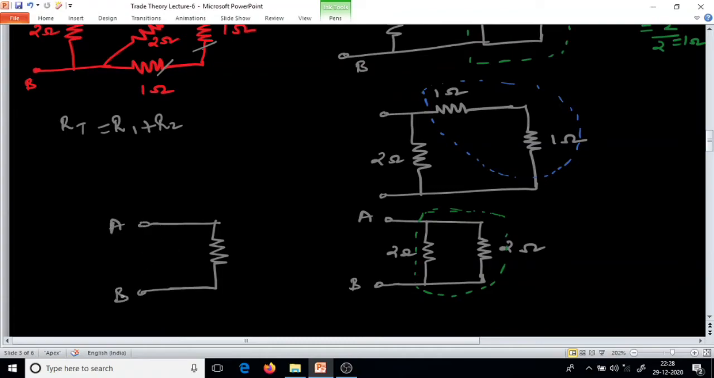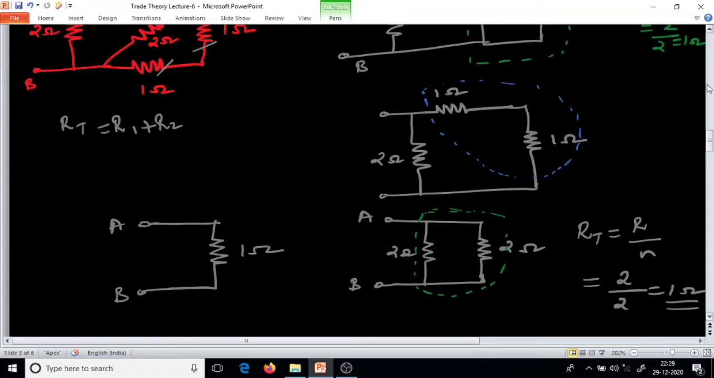What will be the equivalent of these 2 ohm and 2 ohm in parallel? 1 ohm. So between A and B we will get 1 ohm. 1 ohm is the effective resistance of the circuit shown. Have you understood? RT for 2 equal resistors is R divided by N. What is the value of R? R here is 2 ohm divided by the number of resistors, 2. So we will get 1 ohm.